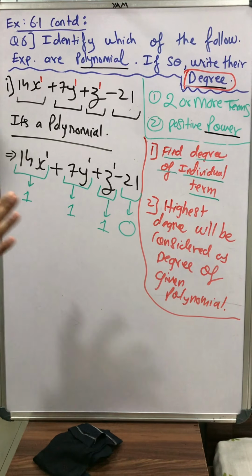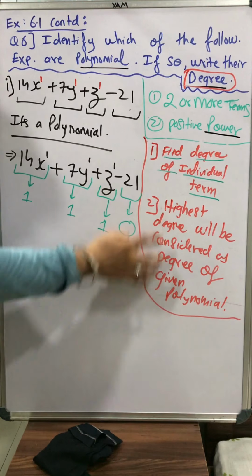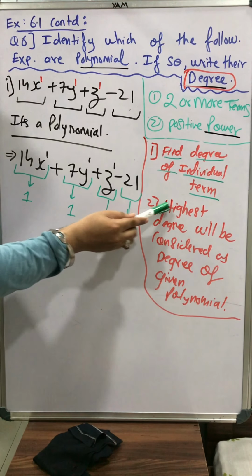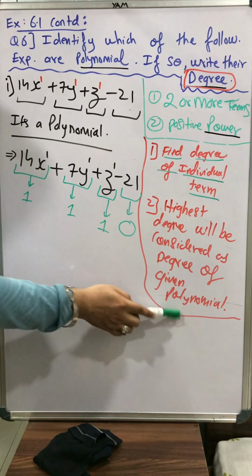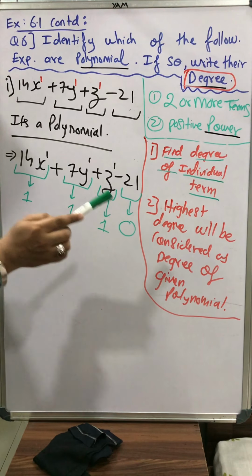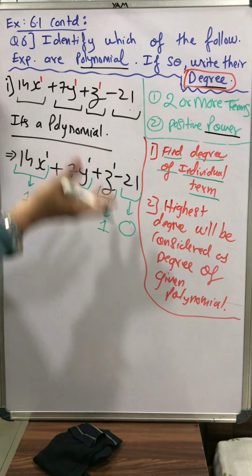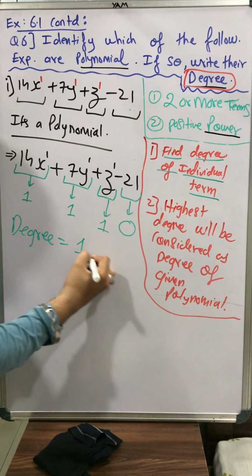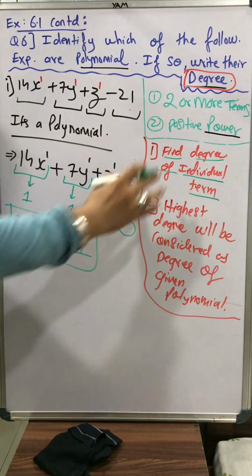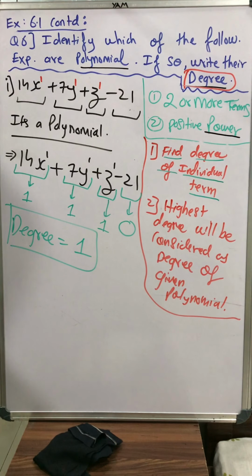Now don't say that the degree of the complete polynomial is the addition. No. We will not add. See the second step. The highest degree will be considered as the degree of the given polynomial. So from 1, 1, 1, 0, what is the highest value? Of course 1 is the highest value. So I'll say 1 is the degree of the complete polynomial. So the degree is 1. We have to select the highest one from all the different degrees which we found out. Hope you understood, students. Pause the video and please start.